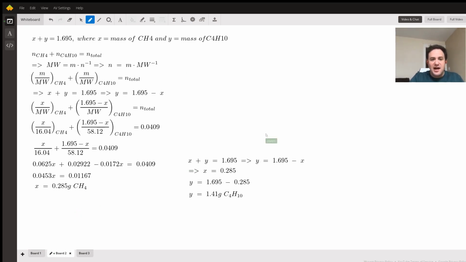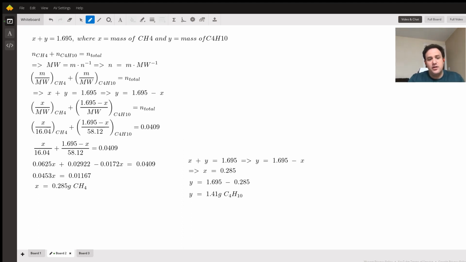And as you can see here, the math gets a little bit more intense. We've got quite a few more equations going on here. The first one that we have is saying x plus y is equal to 1.695. And really what this is saying is that the mass of the methane plus the mass of the butane is equal to the total mass present, which is 1.695. We're going to use this equation and substitute it in later. We're just setting it up now. The next equation says that the moles of methane plus the moles of butane equals the total moles present, which is kind of saying the same thing, and that makes sense, right?